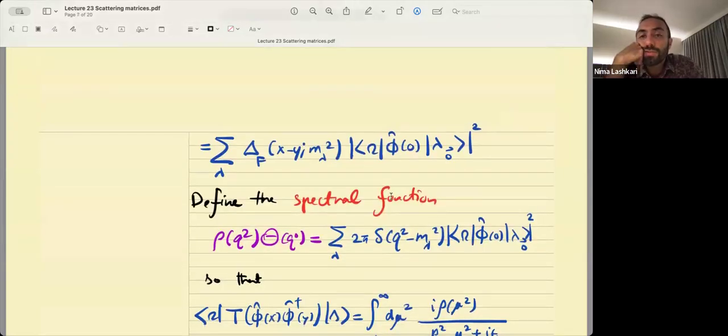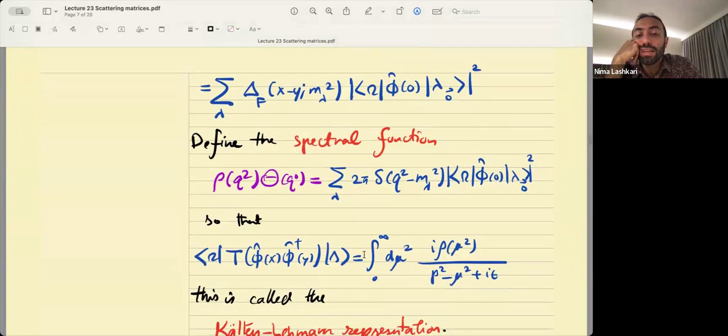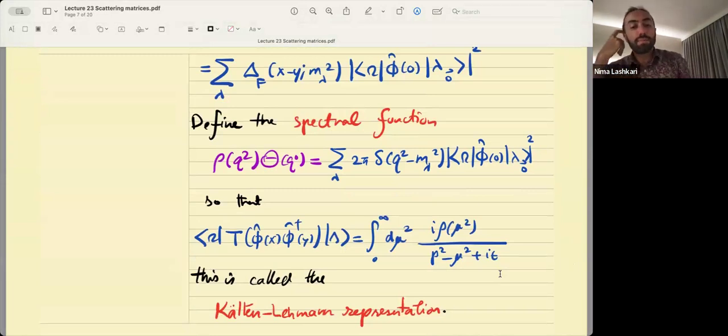So if you define the so-called spectral function as some function, well, this is just a density that could be defined this way. And using this definition, you repackage your interacting two-point function as an integral over mu squared from 0 to infinity of i rho of mu squared over p squared minus mu squared plus i epsilon. This is called the Källén-Lehmann representation. All right. Is everybody with me? I'm going to give you an interpretation of this in a second, but are there any questions so far?